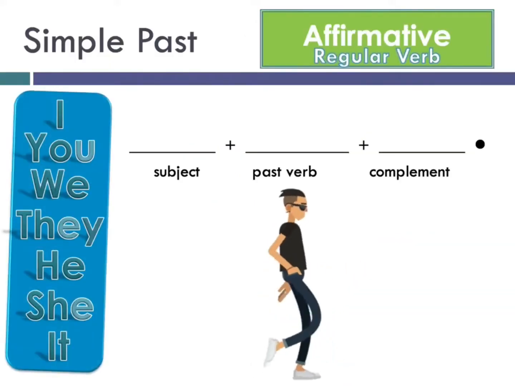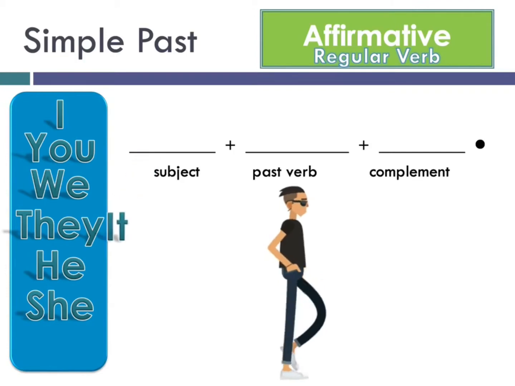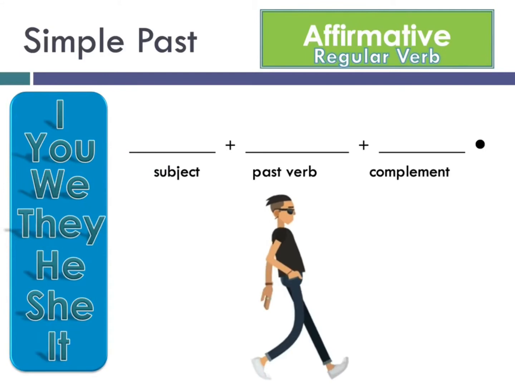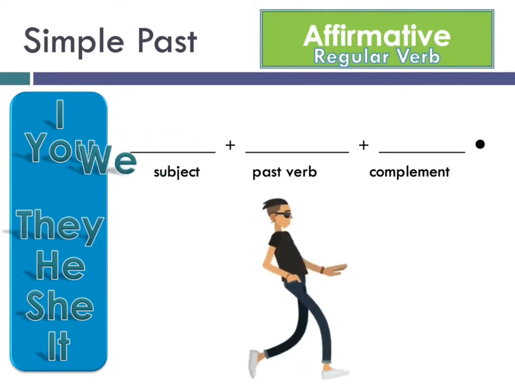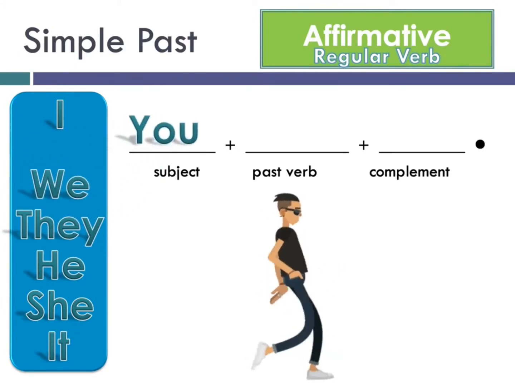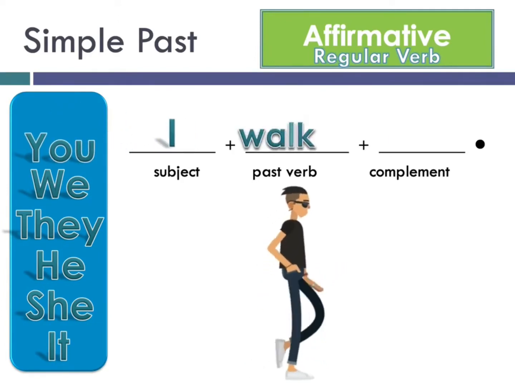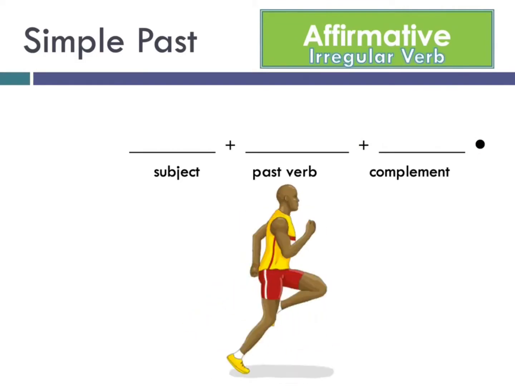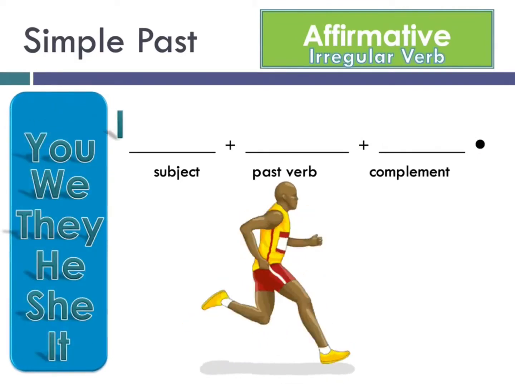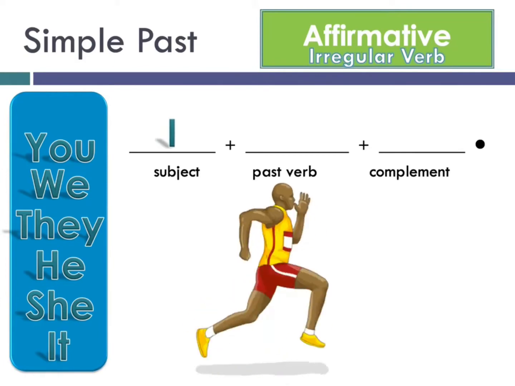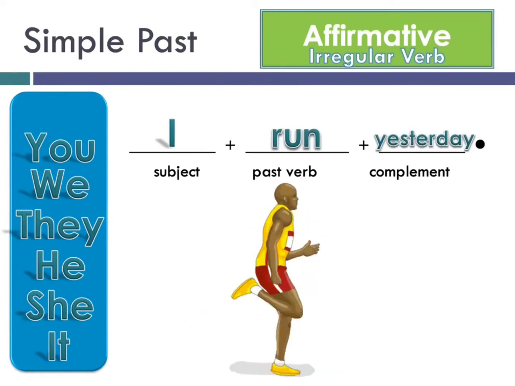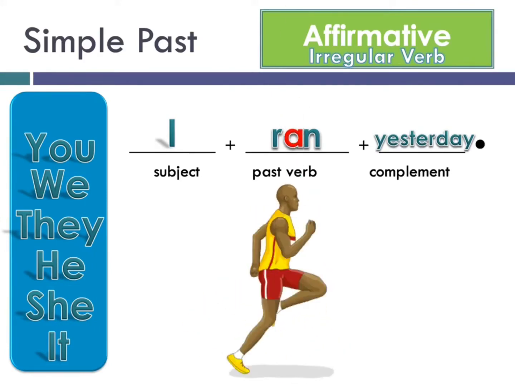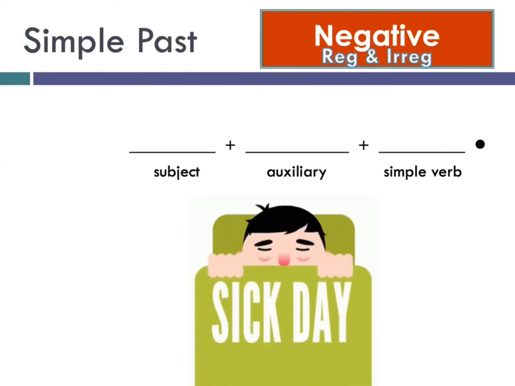Next are examples of affirmative or positive sentences in the simple past. For the subject, for example, we can use I and then walked yesterday, so we change it to walked. For the affirmative that uses an irregular verb, we put I as the subject, and then we have run and yesterday for the complement. Here the word run changes into ran for the simple past form.